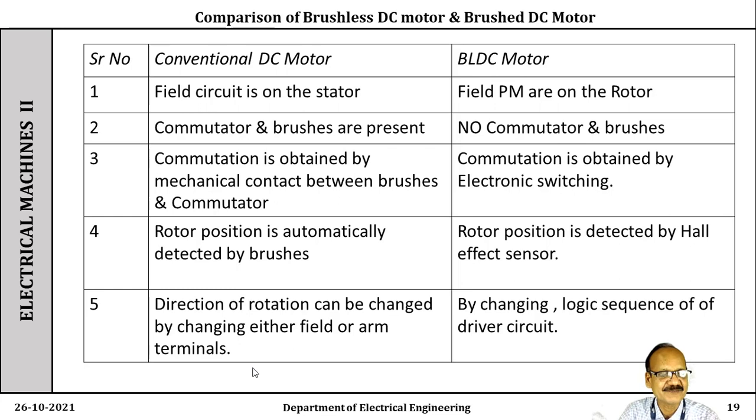Now let us have a comparison of the BLDC motor and the conventional DC motor. See, the conventional DC motor, and on the right hand side the BLDC motor is arranged. The field circuit is on the stator, whereas in the BLDC the field is a permanent magnet placed on the rotor. The commutator and brushes are present, whereas here there is no commutator and brushes. Commutation is obtained by mechanical contact between the brushes and the commutator. Here commutation is obtained by electronic switching.